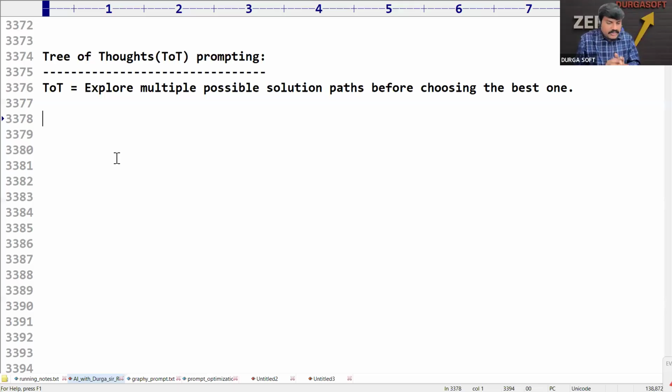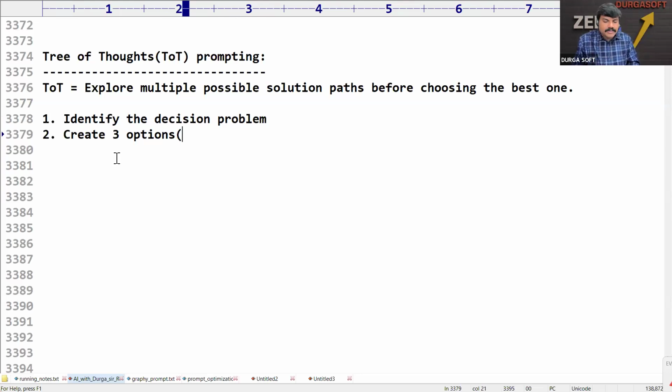Now have a look once. TOT in simple steps. Identify the decision problem. So what is the problem first? Identify the decision problem. Create three options. Here we are going to use the word branches. It need not be three. Whatever options you have, you can keep all of those. Next, for each option, what you require to do is identify pros and cons.